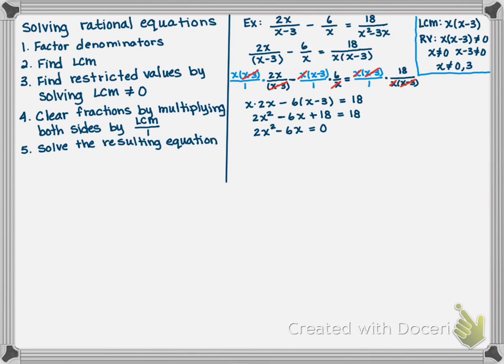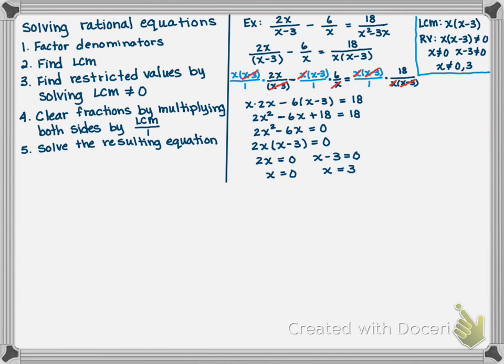And then I want a product on the left, so I'll factor. We have a GCF of 2x. And then set each factor equal to 0. And we get x equals 0 and x equals 3.